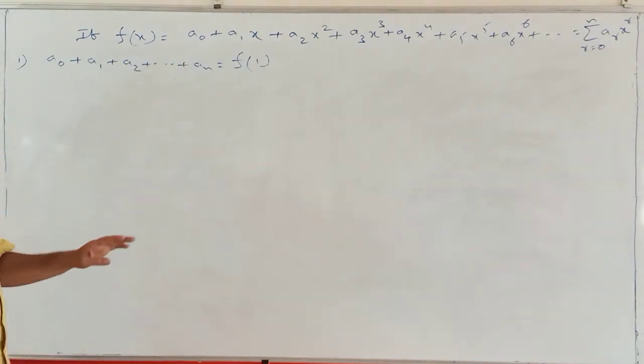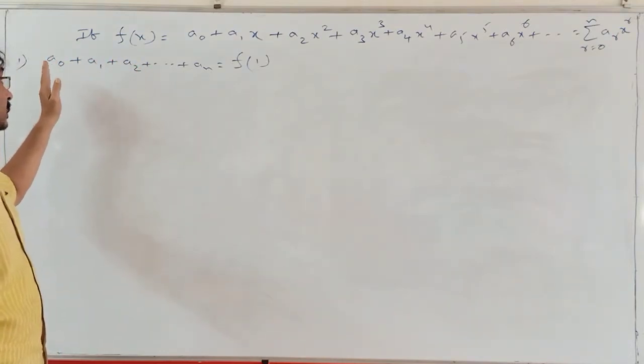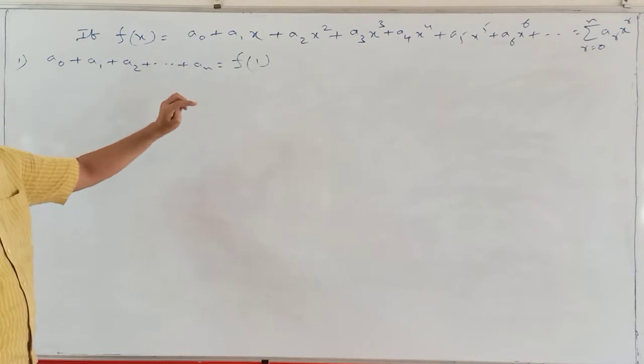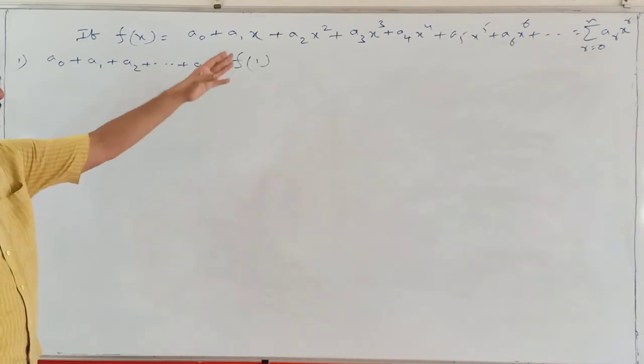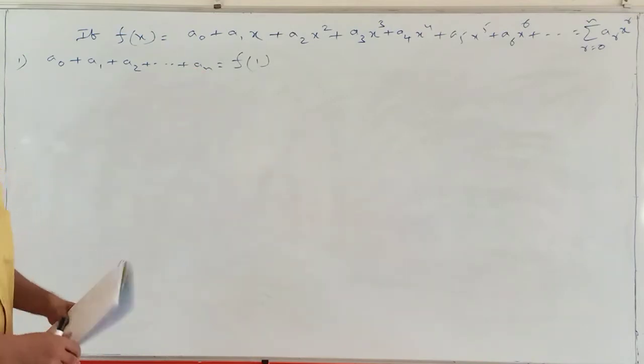So easy to remember. They can also ask what is a0 plus a1 plus a2 and so on, or what is the sum of the coefficients in the expansion of this one. So the formula for that is f of 1.